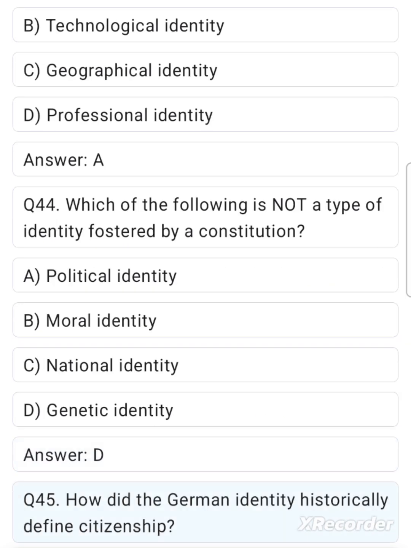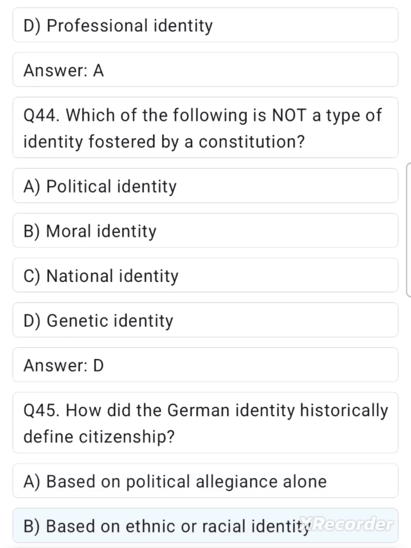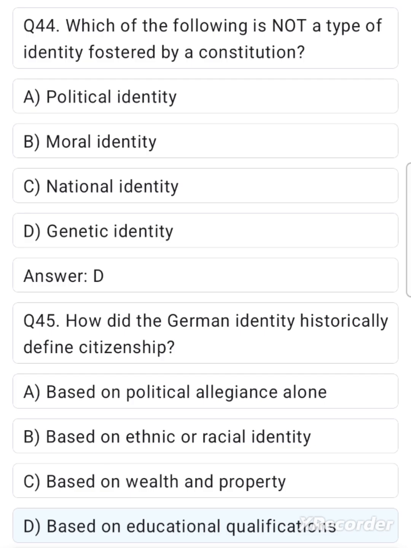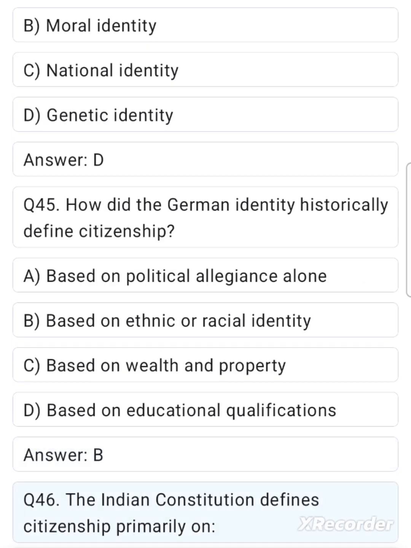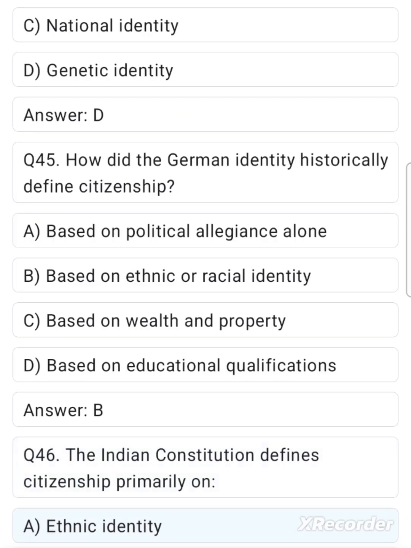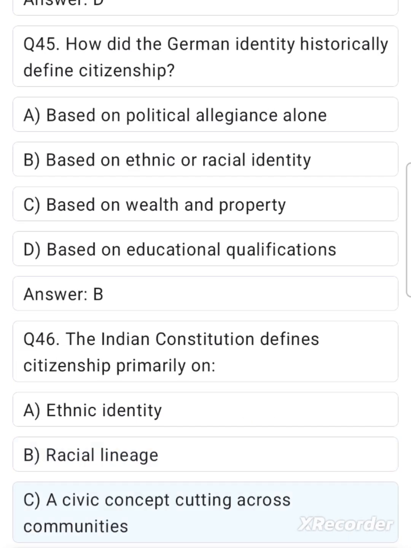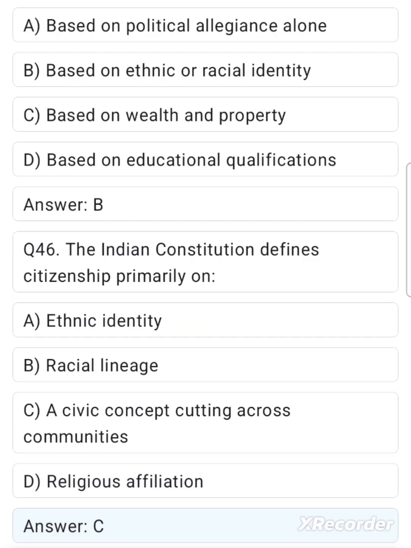Answer. D. Q45. How did the German identity historically define citizenship? A. Based on political allegiance alone. B. Based on ethnic or racial identity. C. Based on wealth and property. D. Based on educational qualifications. Answer. B. Q46. The Indian Constitution defines citizenship primarily on A. Ethnic identity. B. Racial lineage. C. A civic concept cutting across communities. D. Religious affiliation. Answer. C.